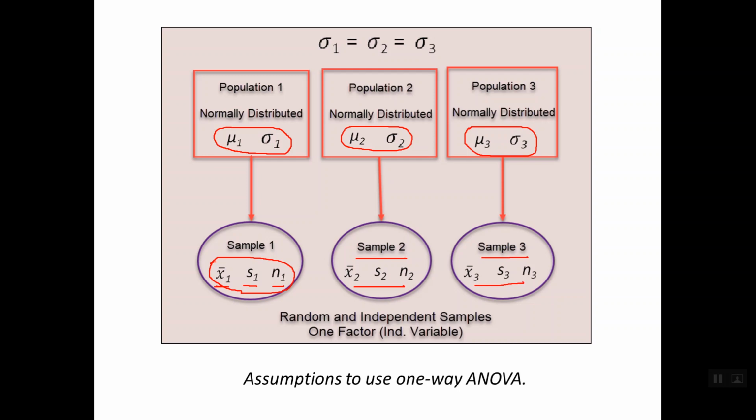We call this type of ANOVA balanced because the value of N1, which is the sample size drawn from population 1, is the same as N2 for sample number 2, and it is the same as N3 for sample number 3. Regarding the parameters of the population, there should be equivalence between the standard deviations, which means that the standard deviation for the 3 populations should be the same. Sigma 1 is the same as sigma 2, same as sigma 3. So this is one of the assumptions.